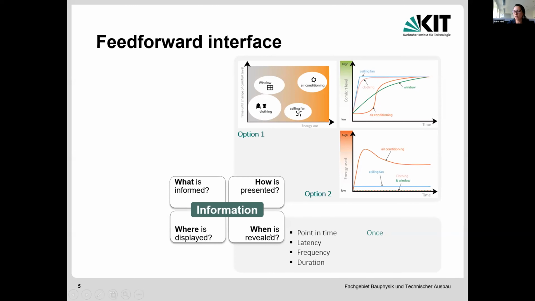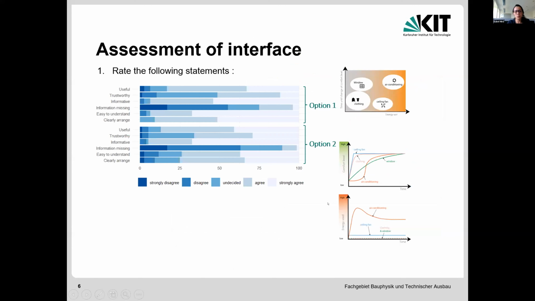And in terms of when this information was revealed to them, it was revealed only once because it was an experiment. So let's look now into the assessment received from participants in terms of these 2 interfaces, the graphic interfaces that they saw.